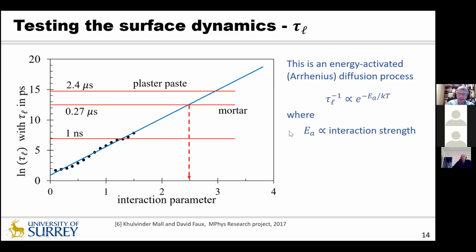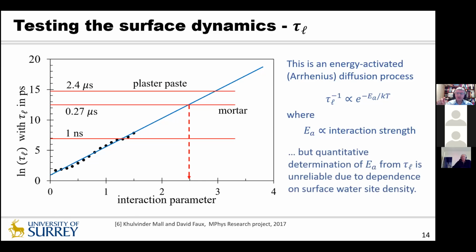In fact, one has to be really rather cautious here, because it transpires that the slope of this blue line that you see in front of you is dependent on the density of the water sites at the surface. And that makes sense, because if you've got water sites that are further apart, then if a water molecule is seeking to move to a neighboring site, it finds it more difficult to do so, even though the interaction strength between it and the solid is similar. Okay, so that was interesting.